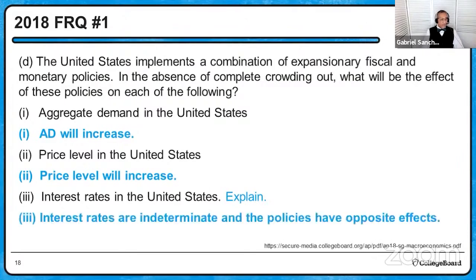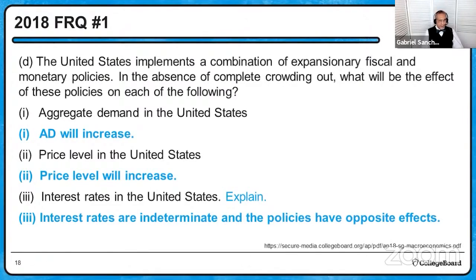Here's the answer. Interest rates are indeterminate, and the policies have opposite effects. Expansionary fiscal policy will cause interest rates to increase. Expansionary monetary policy causes interest rates to decrease. We have policies moving in different directions, and so we don't know exactly what will happen. For that reason, interest rates are indeterminate. All right. Well, that was the first question. Number one is done. That's behind us.